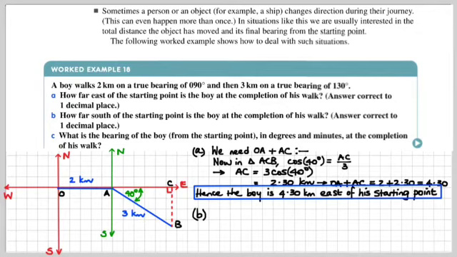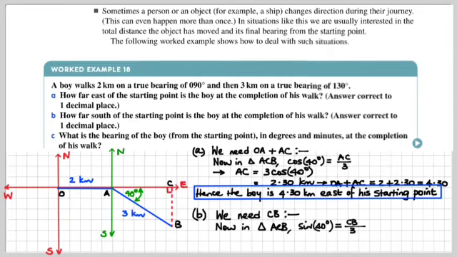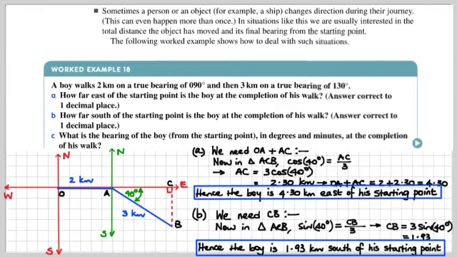Now, how far south of his starting point is the boy at the completion of his walk? Well, similarly, we can say that we need C to B, right? C to B, that's the southerly bit, right? The southerly component of where he ends up compared to his reference point here, which was where he started. So therefore, in the same right-angled triangle ACB, we know that sine of 40 on this occasion equals CB over 3. Therefore, CB would be 3 sine 40 degrees, which is 1.93 kilometres. And therefore, we can say the boy is 1.93 kilometres south of his starting point. Okay?